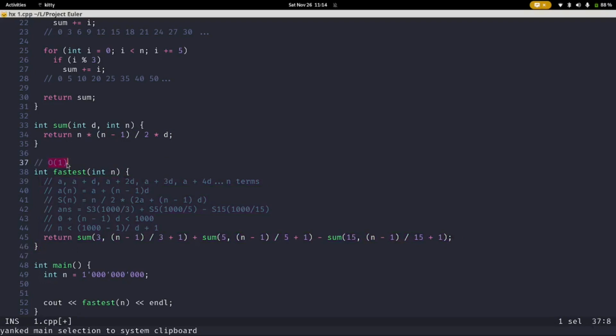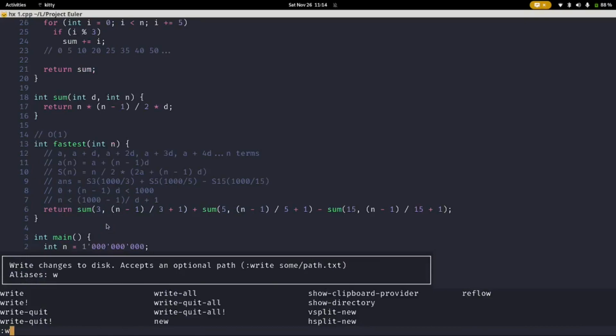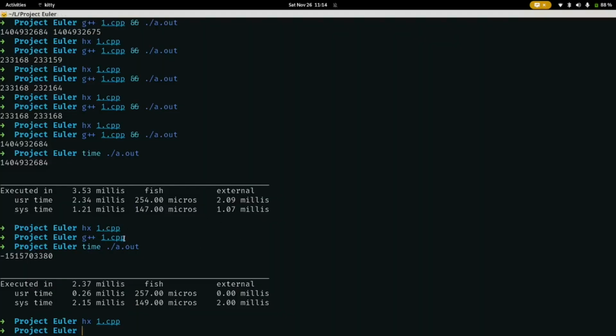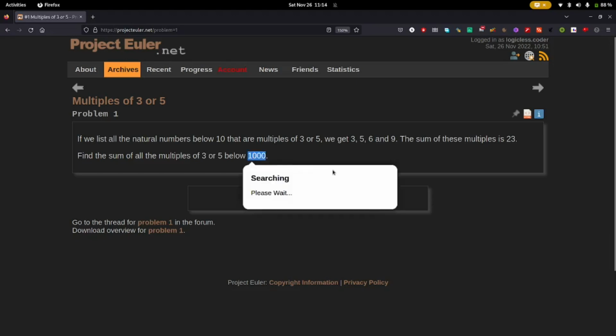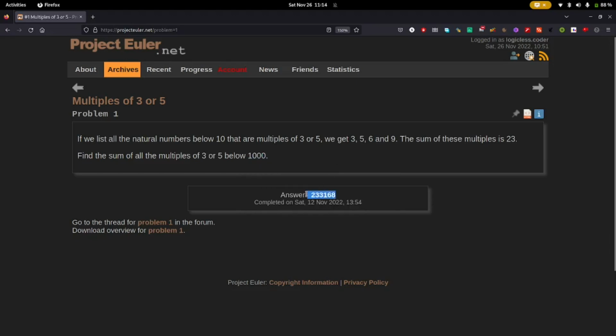You cannot get any faster than O of 1. We can reduce the constants, but it won't make much of a difference. So yes, this is the fastest way to do this problem. The answer for 1000 numbers is 233168.